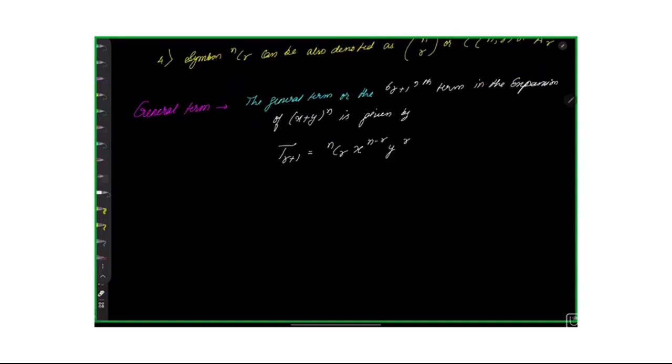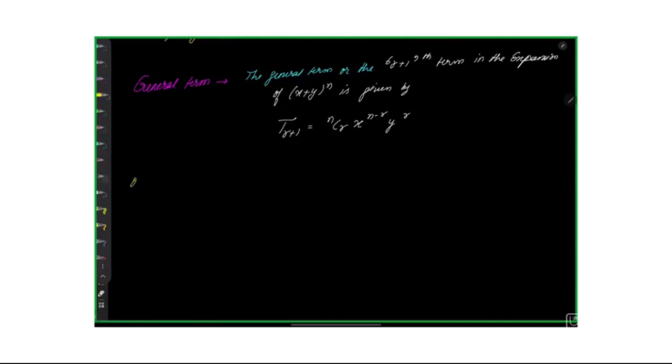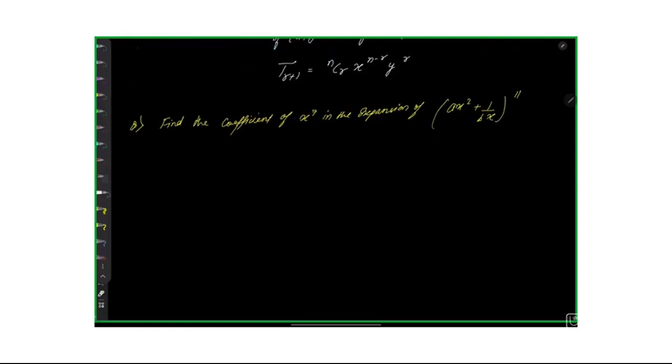So if I give you a question, find the coefficient of x to the power 7 in the expansion of (ax squared plus 1 by bx) to the power 11. Please pause the video and try it on your own. I'll solve it right now. Now let's find the general term. So in the expansion of this, what will be the general term?